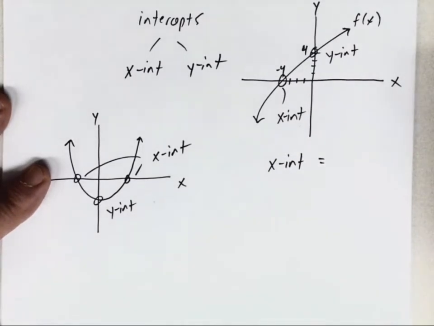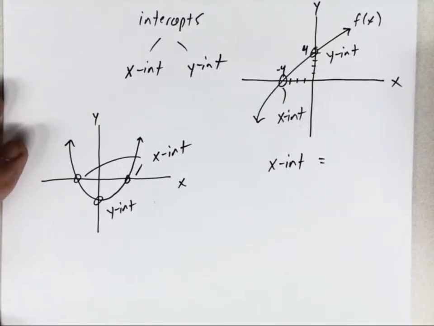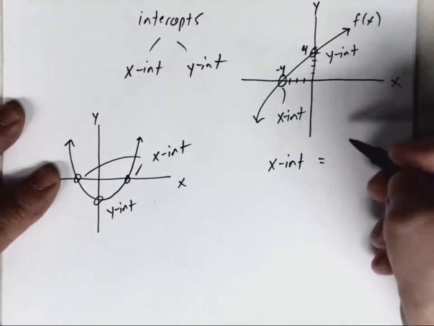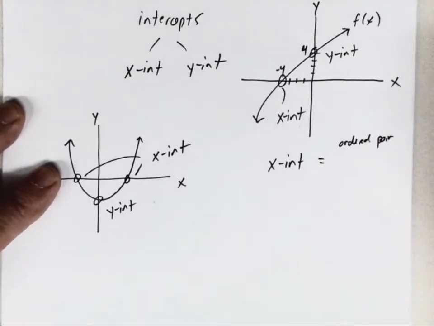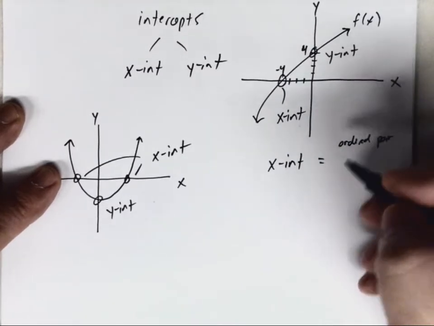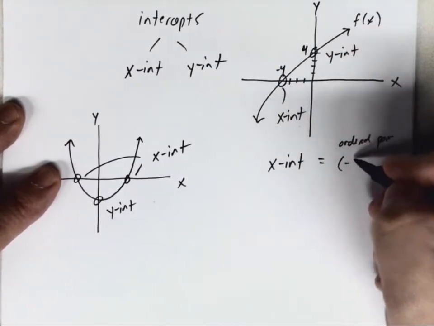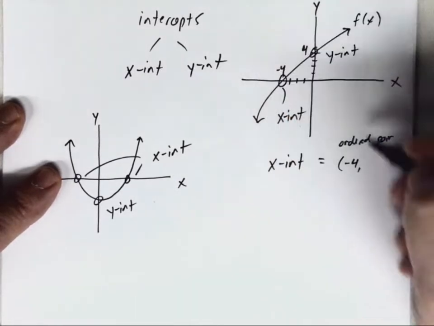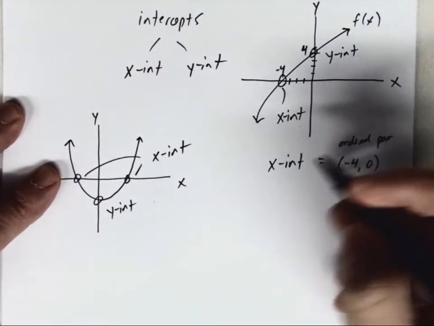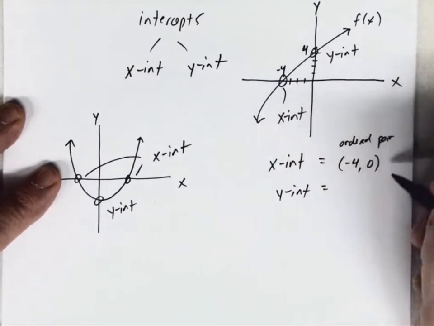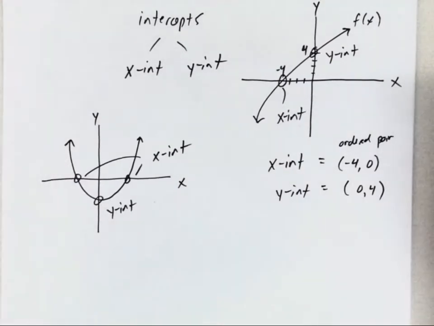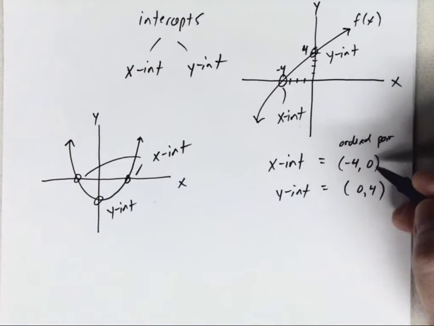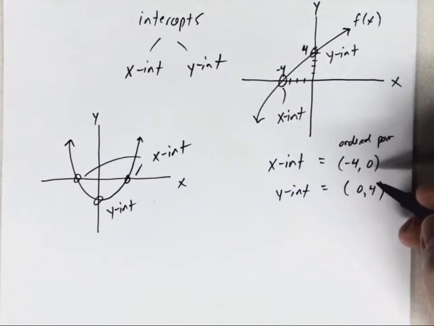You could give it, which is very common, and I think a lot of times in the homework this is how they want it, and they will tell you what form they want the intercept to be in. A lot of times they will say give it as an ordered pair. Ordered pair means a point on the graph, an x and a y. So for the x-intercept, x is -4, y is 0. For the y-intercept, x is 0, y is 4. That's very, very common how they ask for the intercepts.